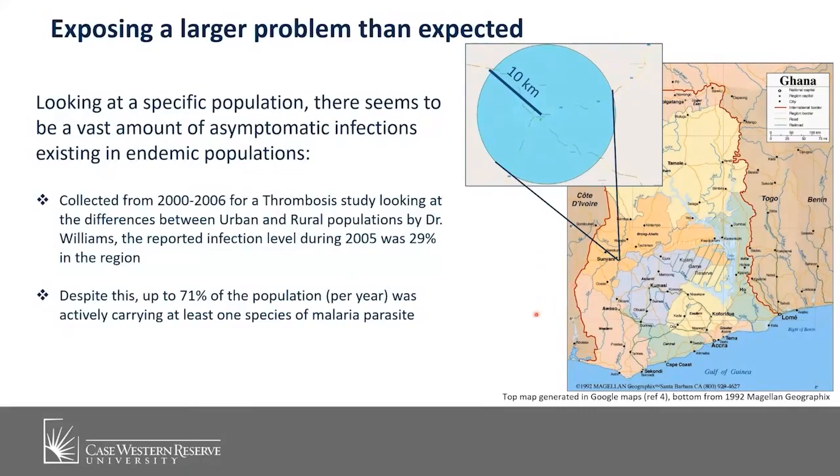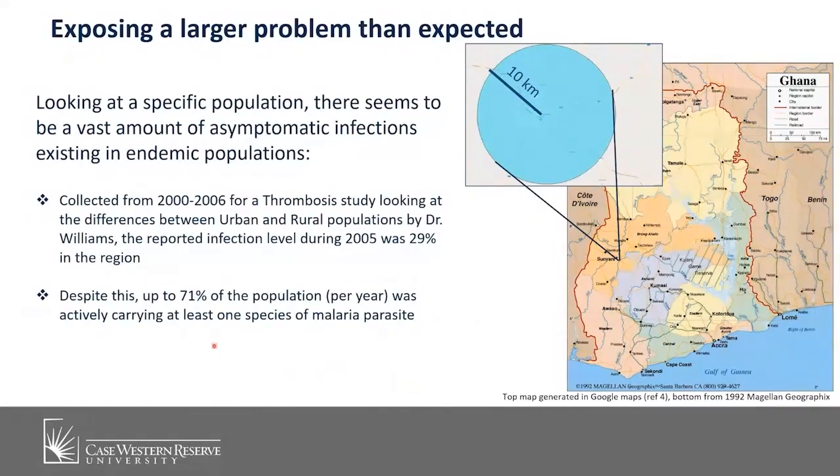And that region has a pretty good malaria reference to go back and look at and say, okay, in the years that it was collected, for example, in 2005, the malaria incidence was reported to be 29% in the region. But what we found using our methodology was up to 71% of the population per year was actively carrying at least one species of malaria parasite. And none of these people reported to be actively ill in the last 2 weeks.